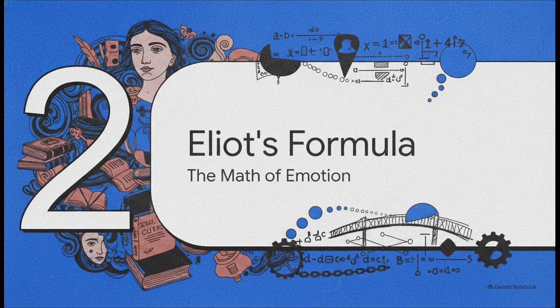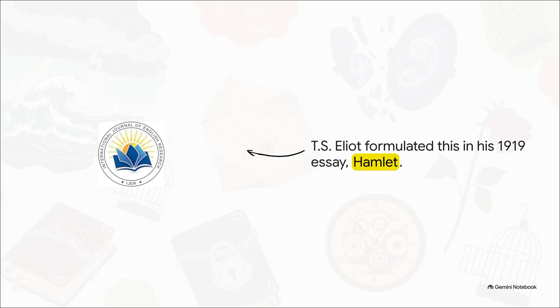Moving on to section 2, Eliot's emotional formula. Where did this concept actually come from? The term is most famously associated with the highly influential poet and critic T.S. Eliot. He outlined this in his 1919 essay, Hamlet and His Problems. And what's really fascinating here is that Eliot, who was very much an anti-romantic critic, actually argued that Shakespeare's Hamlet was an artistic failure in this specific regard.